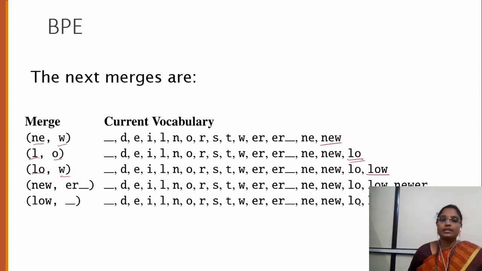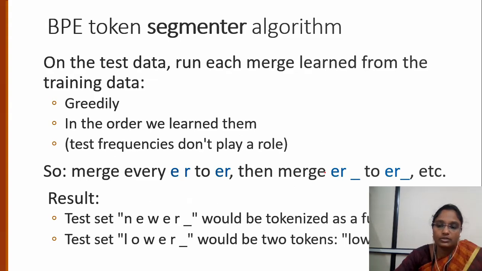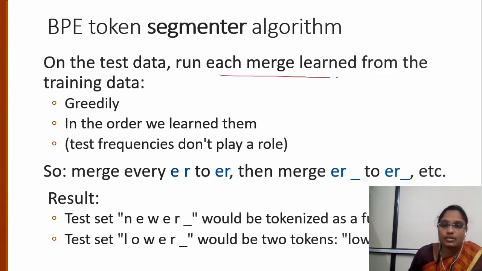So like this, as long as we will be able to merge, we can do that and include all those new merged symbols into our current vocabulary. So now what we have seen is a token learner algorithm, and the second part is the BPE token segmenter algorithm. What the token segmenter algorithm would do is, on the test data, it runs each of these merges that it has learned from the training data greedily in the order in which we learned them.